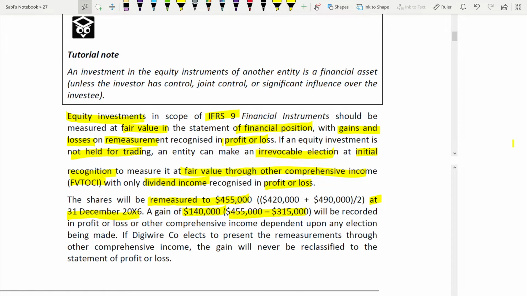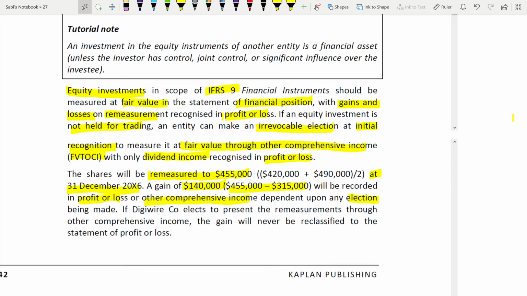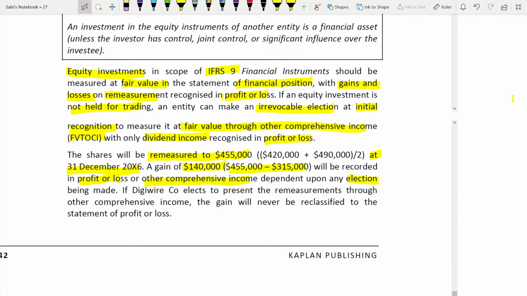Okay, and this will be recorded where? This will be recorded in profit or loss or other comprehensive income. It could be recognized here or here, either of these, because this is dependent upon that election, whether you make it on initial recognition or not. Here they didn't say anything about whether that election is made or not. So make your sentence that it could be recognized here or there based on the election. That much is enough.